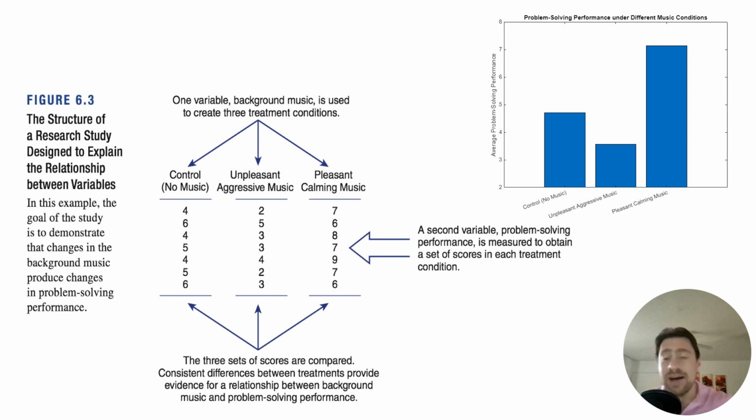This would be a very serious confound, because now you don't know, is the better performance in the calming music group caused by the music or by the fact that the people in that group are better suited to solve those types of problems? All right, so these are all just a small sample of the sort of confounds that could arise in a study that is maybe poorly designed.